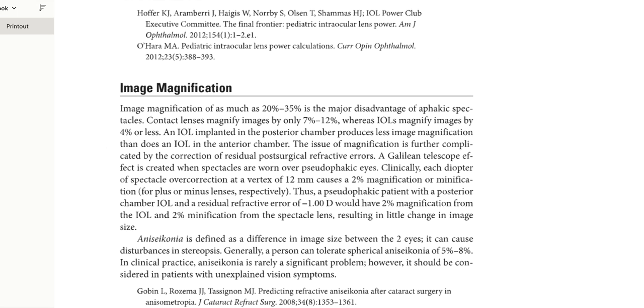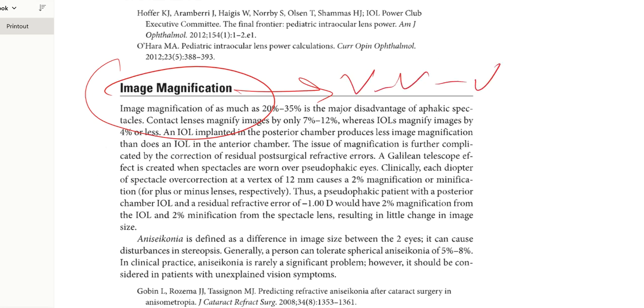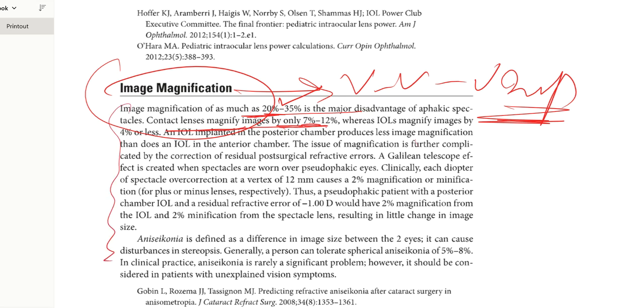Image magnification is very important. Image magnification by aphakic spectacle 25 to 30, 35. These values have come in the exam. Each and every line here is an MCQ. Please read. Each and every line is an MCQ.